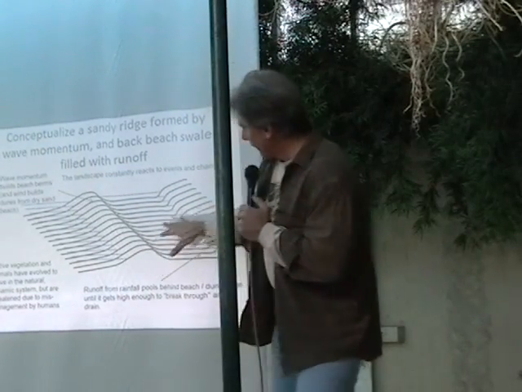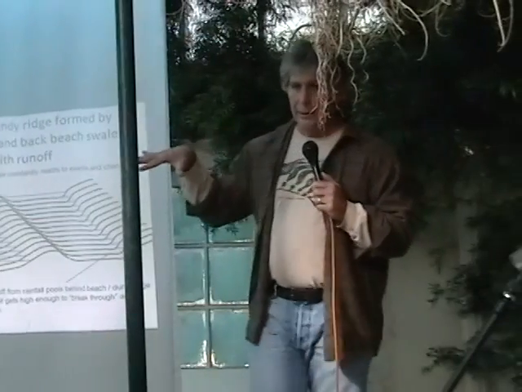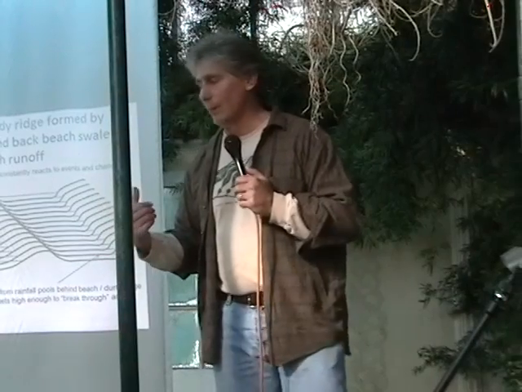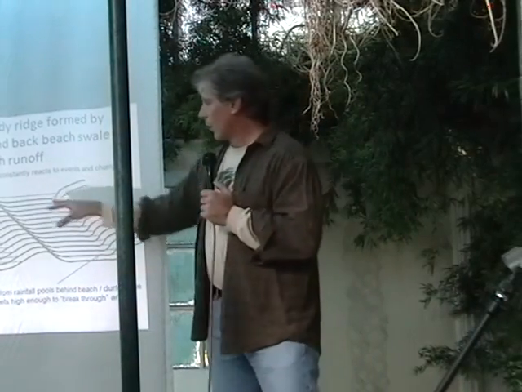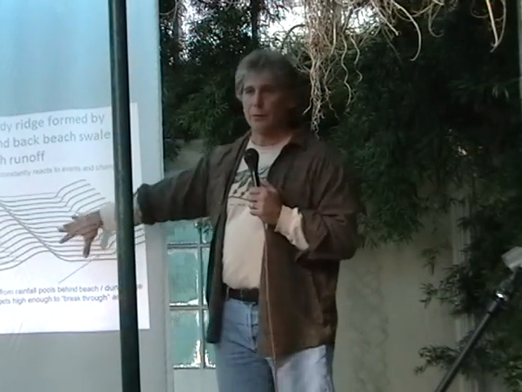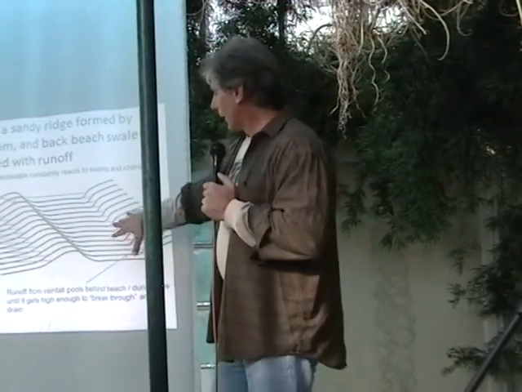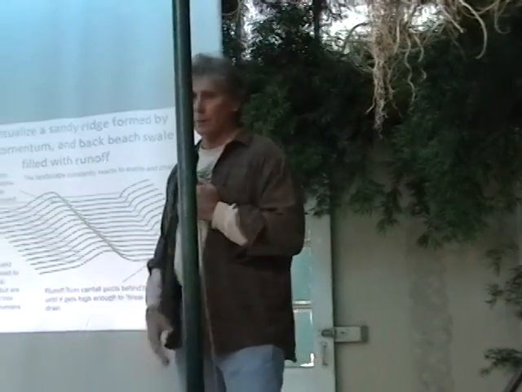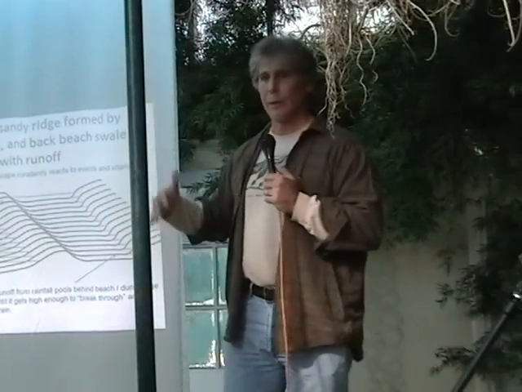Now what happens is you get runoff coming down from the land and it can't get through that berm. The waves build that berm and it takes a lot of power to get through that. So the water pools in the low areas, in the swales. And then occasionally the runoff, the rainfall, it rains really hard, it's been raining for months, and the water gets really high and it breaks through the berm and it discharges.